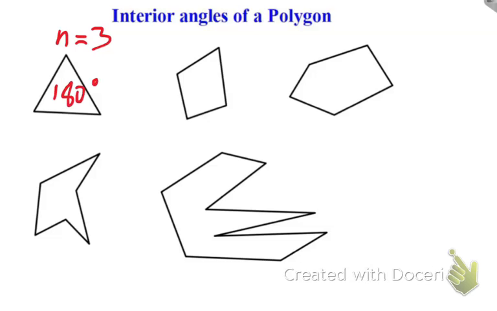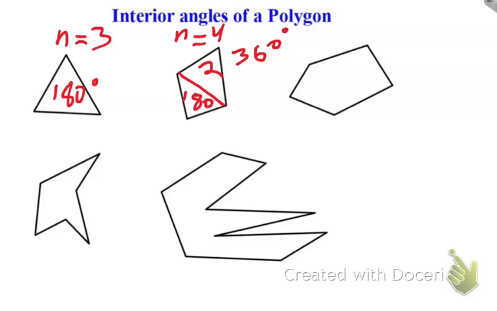180 degrees, right? So what about this next one, this quadrilateral, where n equals 4? In a quadrilateral, what do those add up to? Well, I don't know, but you know what? We can take this quadrilateral and go like that. Now I have 2 triangles, right? Each one of them is 180 degrees, so that's 2 times 180, so this would be 360 degrees.